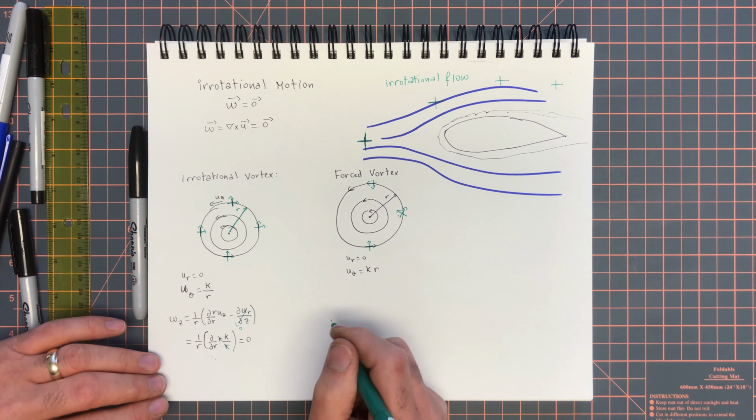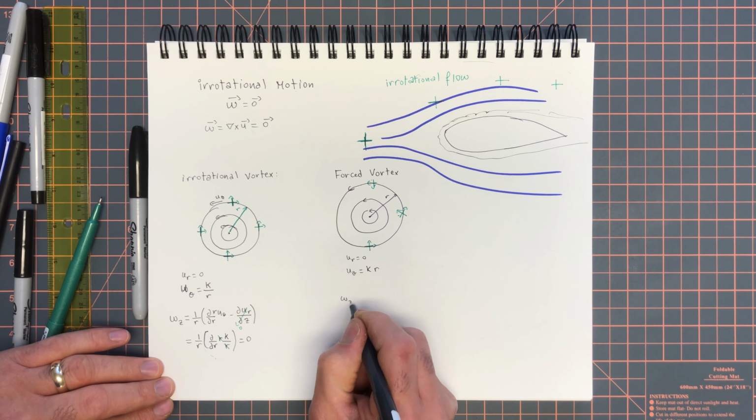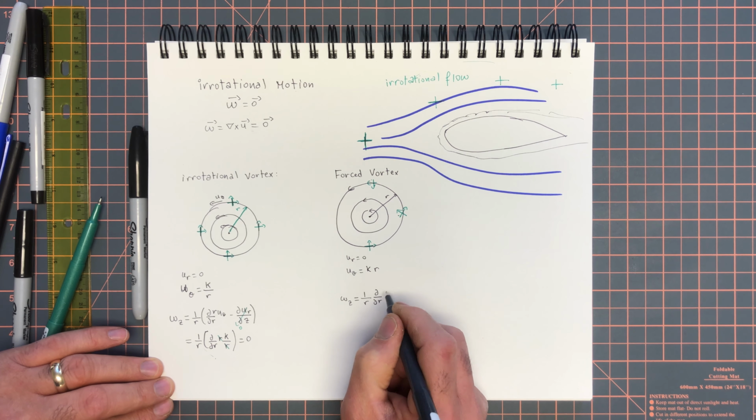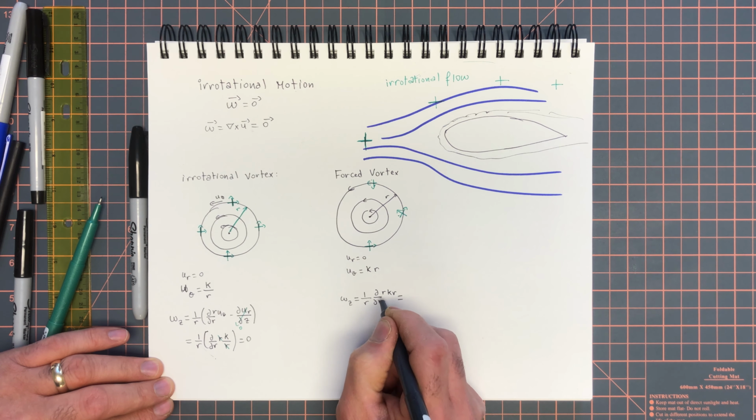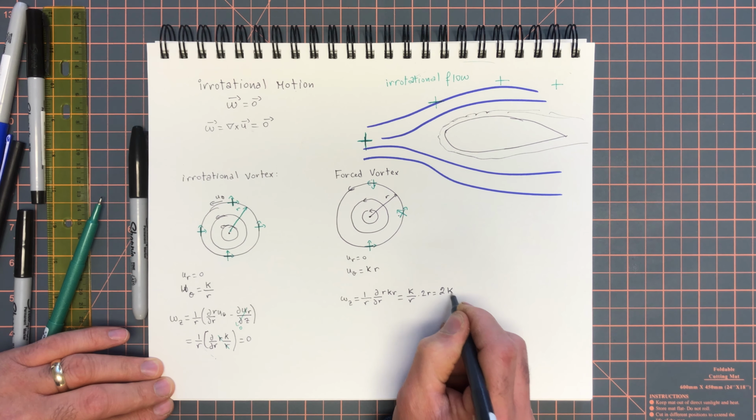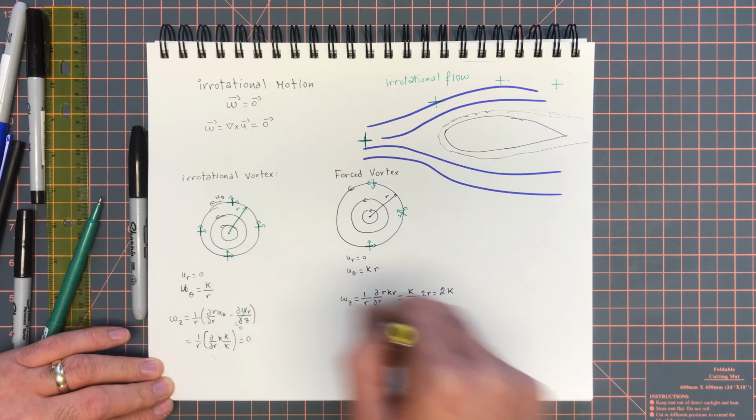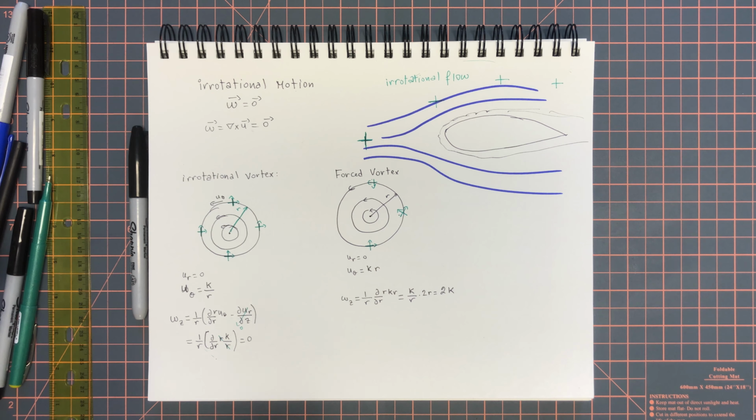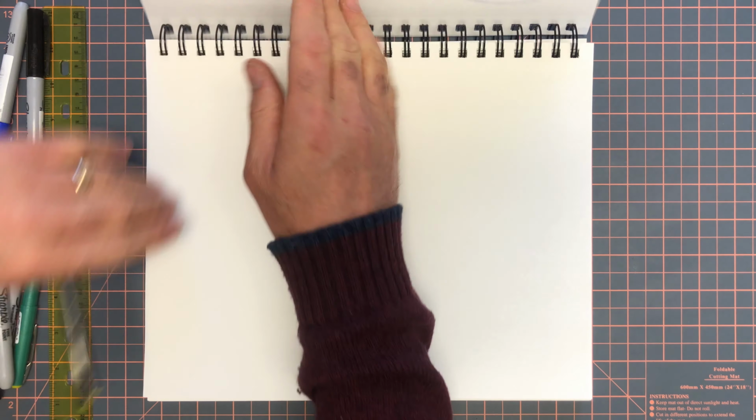The vorticity in this case is omega z equals 1 over r d by dr of r times u theta, which is r times k times r. That gives us k over r times 2r, or in other words 2k. This constant is essentially the rate of rotation of the vortex. This gives you an idea of how to think about vorticity and what vorticity does to a fluid flow. Now let's go back to irrotational flow.